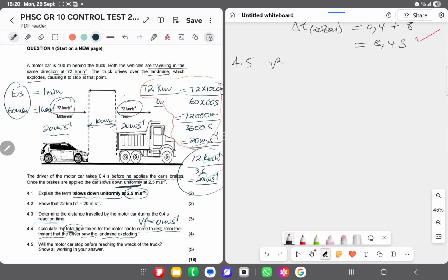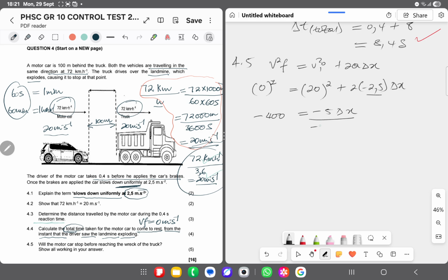We can use this equation of motion: v squared final equals v squared initial plus 2a delta x. We want the distance because finally it's going to stop. Initially this car was moving at 20 meters per second, then it's experiencing a negative acceleration because it's uniformly slowing down. We square this 20, which is 400, and transpose it to that side, so it will be negative 400. Then 2 multiplied by this gives minus 5 delta x. I divide by minus 5 on both sides, and delta x gives me a distance of 80 meters.